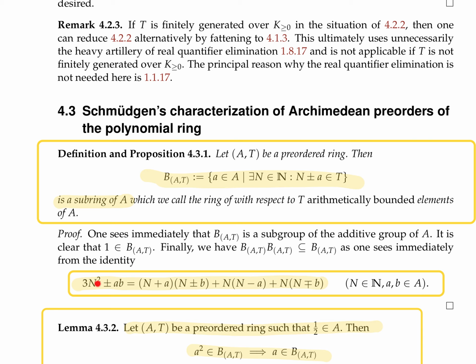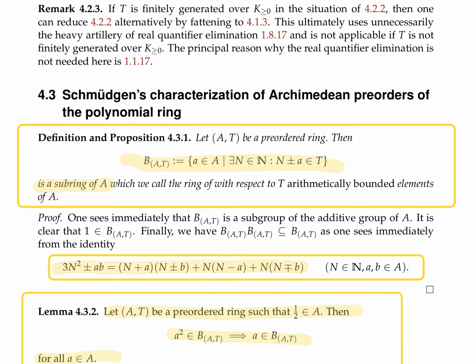I mean, n squared is interpreted, of course, as n squared times 1, so it's 1 plus 1 plus 1, where 1 is the 1 from the ring. So 3n squared plus or minus ab, respectively, is (n plus a) times (n plus or minus b), respectively, plus n times (n minus a) plus n times (n minus or plus, respectively, the other way around). If I have plus here, I need minus times b. We had proven this here.